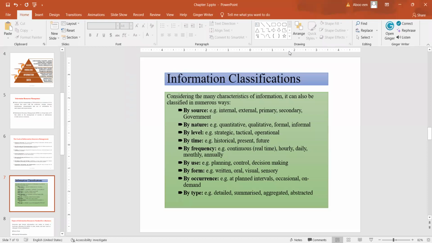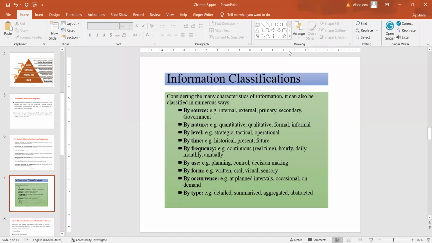Abstracted informations. This is also similar to the summarized informations. Let's say for a detailed report, you may get an executive summary. So there you can find the abstracted information for a detailed report or a detailed book or something. You will get a short paragraph or brief idea, abstracted information. The detail will be summarized as a simple paragraph or a one page or something, abstracted information.